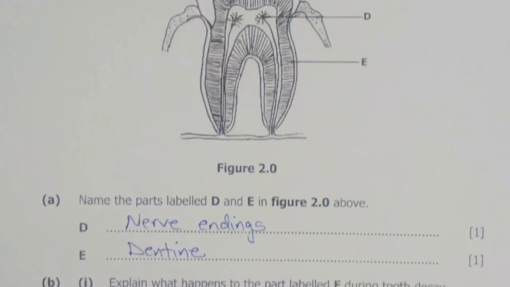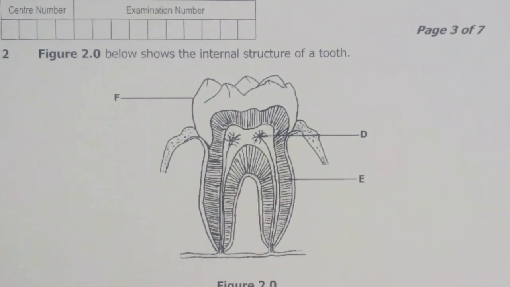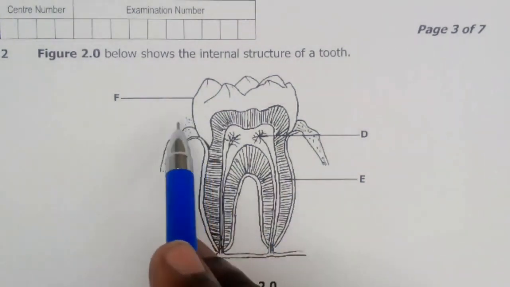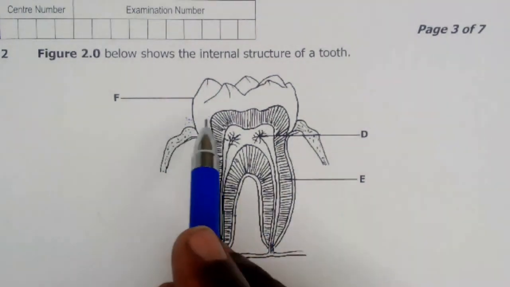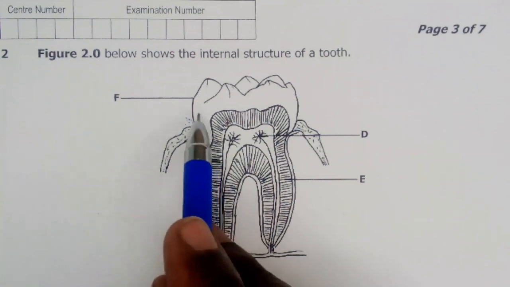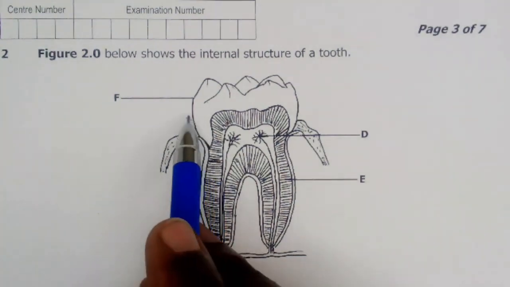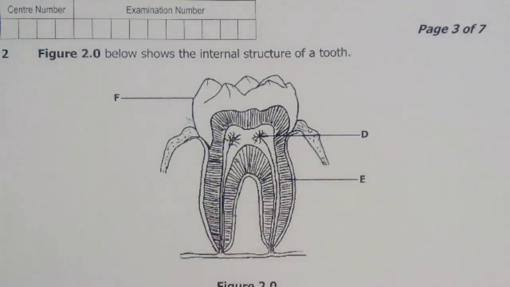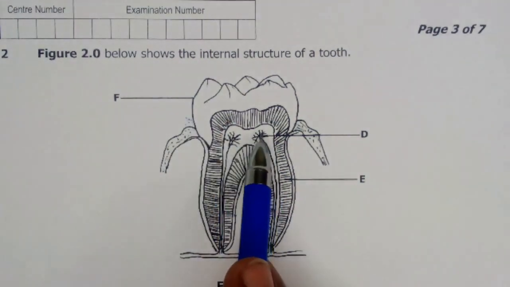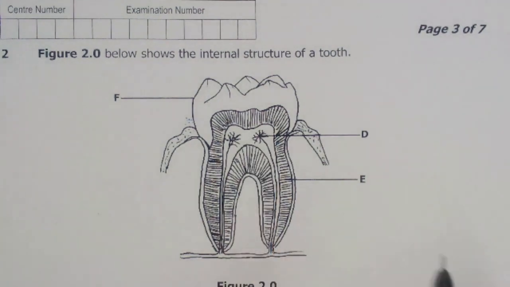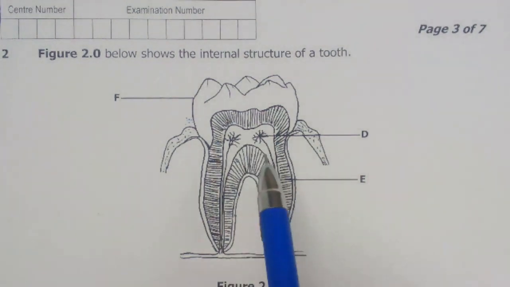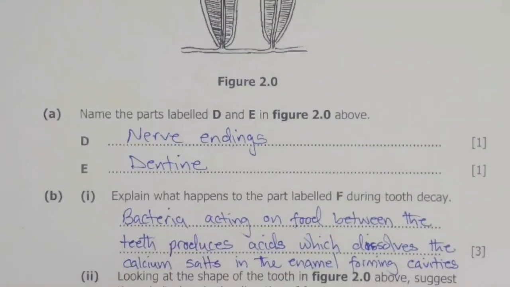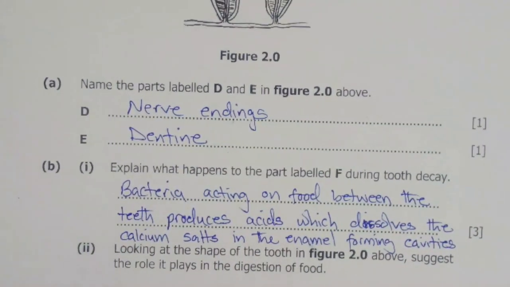So we are saying that when we have leftover food between the teeth, bacteria will actually start producing acid. Then that acid will dissolve the calcium salts inside the enamel, hence forming cavities, which then dig through the tooth until it reaches the pulp cavity. And once that acid now exposes the nerve endings, then the tooth will now start experiencing pain. So that is how tooth decay occurs. And that was the solution to question number B1.